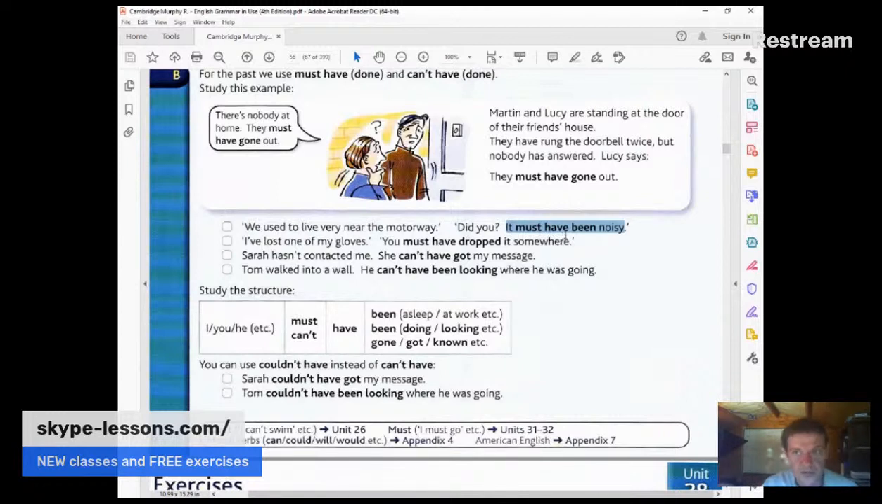When you say it should have been noisy, maybe you're talking about a party and saying that party was really quiet. It should have been noisy. You're saying it was quiet, but it should have been noisy. It's not the same at all as it must have been noisy, where you're certain it was.